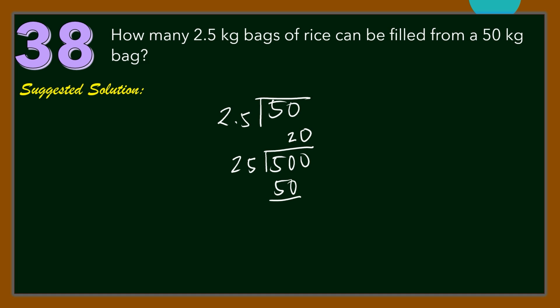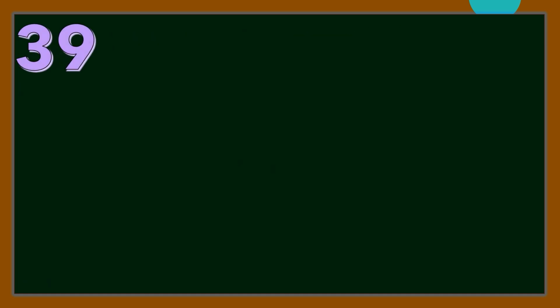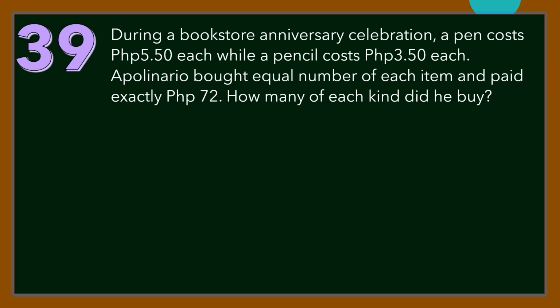39. During a bookstore anniversary celebration, a pen costs 5 pesos and 50 centavos each, while a pencil costs 3 pesos and 50 centavos each. Apolinario bought an equal number of each item and paid exactly 72 pesos. How many of each kind did he buy?